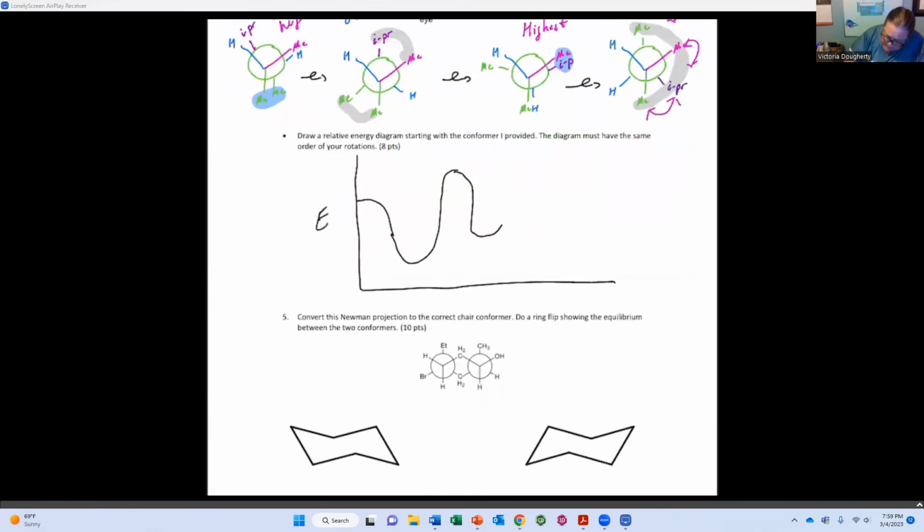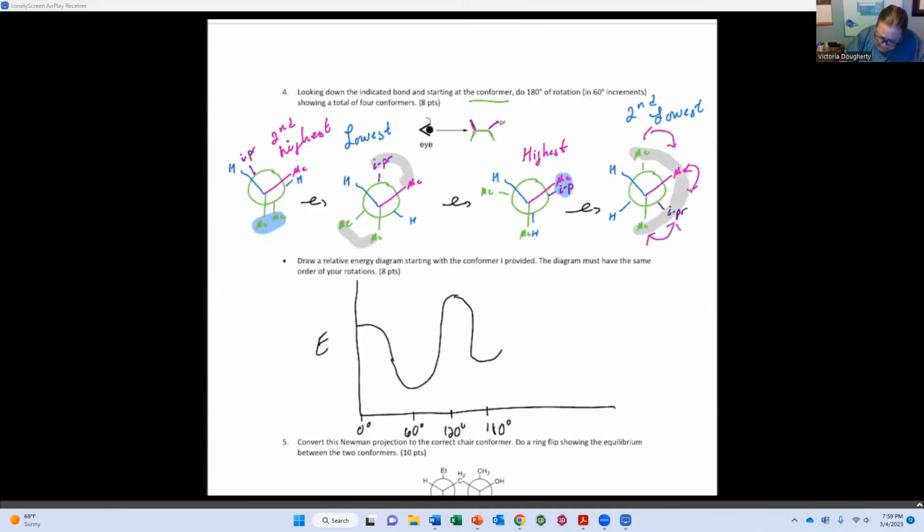Energy goes on the y-axis. This is going to be 0 degrees, 60-degree rotation, 120-degree rotation, 180. If I were to have you label these A, B, C, and D, A and C, this is what I was just saying: your eclipsing conformers are always going to be your hilltops, at the top of your peaks, whereas your staggered conformers are always going to be in your valleys.